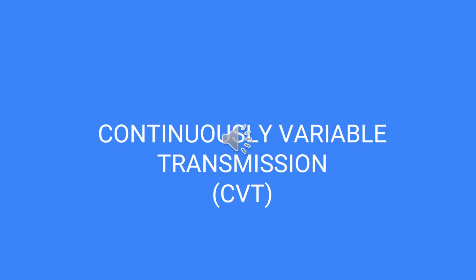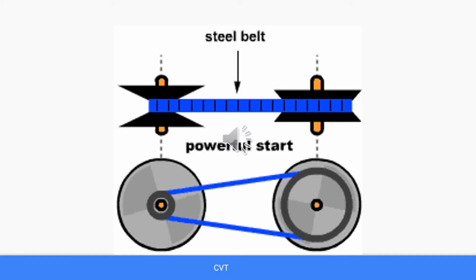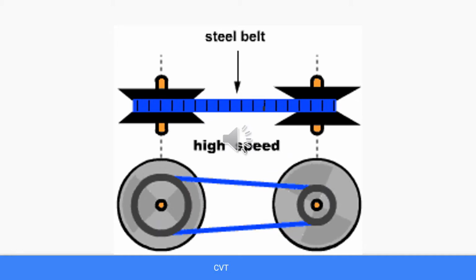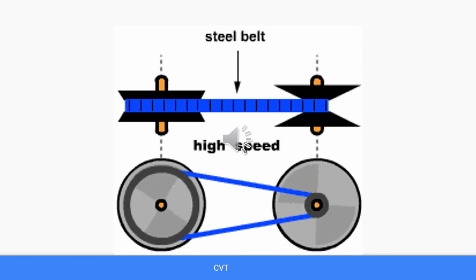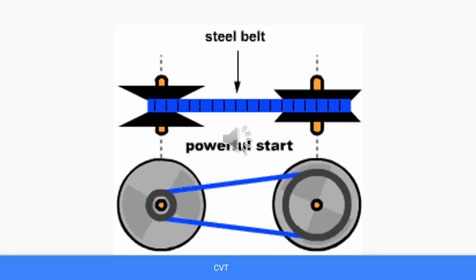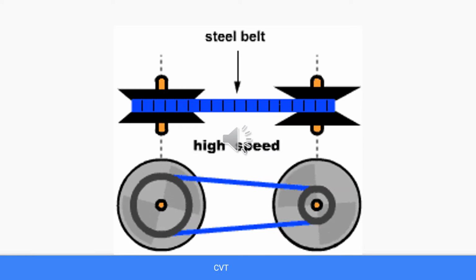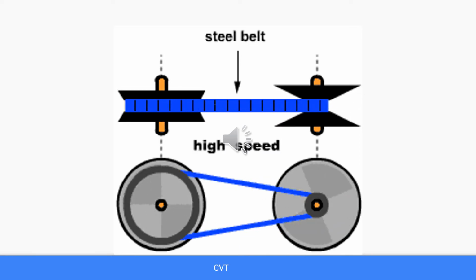A CVT or continuously variable transmission allows infinite possible gear ratios and allows the engine to operate at constant RPM, thus increasing the efficiency. A CVT does not have physical planetary gears or interlocking toothed wheels. Instead, the most common type of CVT operates on a belt and pulley system that allows seamless variability between highest or lowest gears or speed ratios.